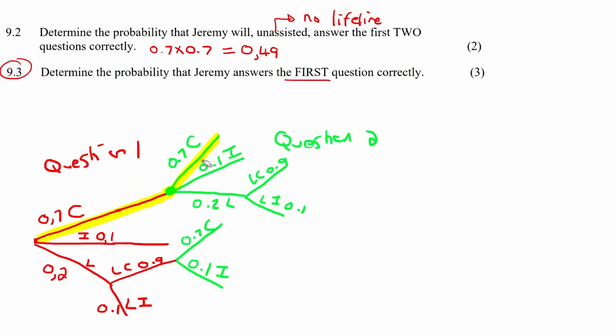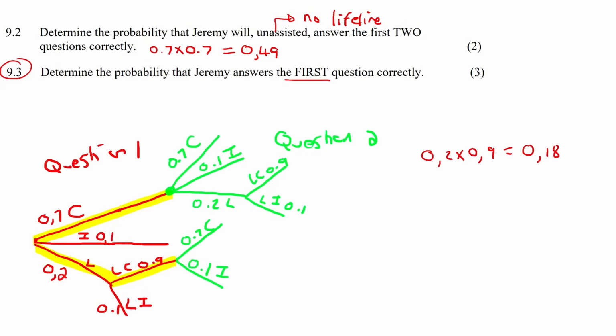This last one says, determine the probability that Jeremy answers the first question correctly. Okay, so to answer the first question correctly would be that, and then using a lifeline, and then getting the first question correct. So those are the two branches we're going to have to look at. So this one is just 0.7. This one here is a whole branch. Can you see there? So it's exactly what we had over here earlier on. So what you're going to do is multiply the 0.2 and the 0.9, 0.2 multiplied by 0.9, and that's going to give you 0.18. So this entire piece is 0.18, and this entire piece is 0.7.